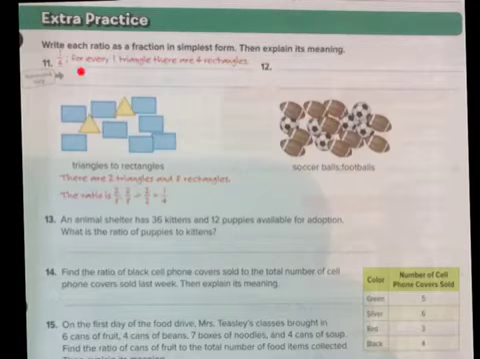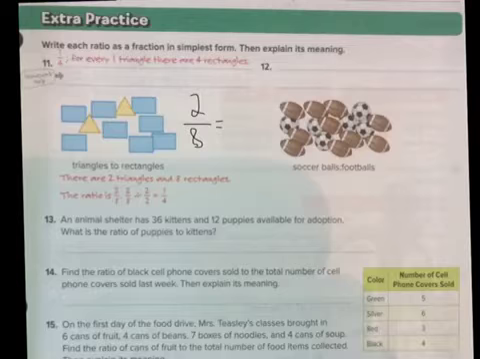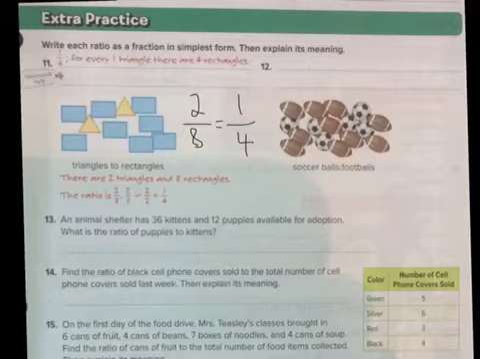We have 1/4. For every one triangle, there are 4 rectangles. Well, we can see that there are 2 triangles and 1, 2, 3, 4, 5, 6, 7, 8 rectangles. So really 2 over 8 is our ratio. If we simplify 2 over 8, we get 1/4, because the greatest common factor is 2. So you divide this by 2, and you divide this by 2, and you get 1 over 4. You can see here that there are 2 triangles and 8 rectangles. The ratio is, and you see it right there, simplified down to 1 over 4.